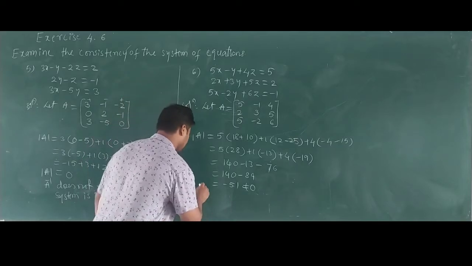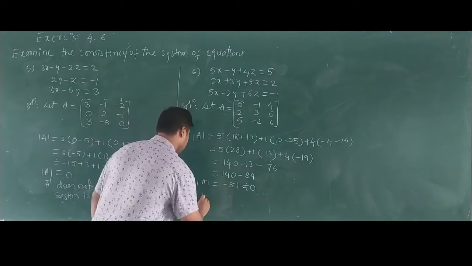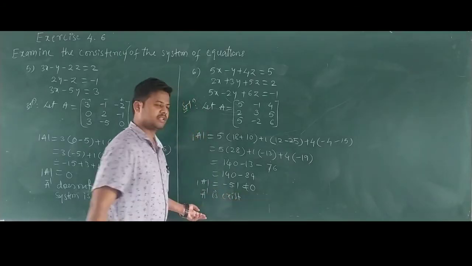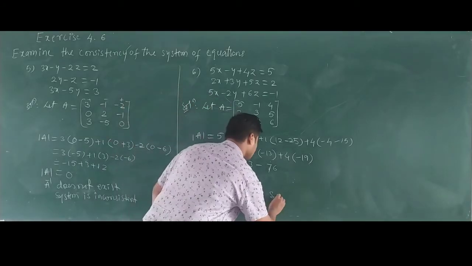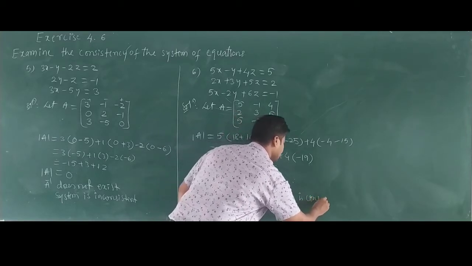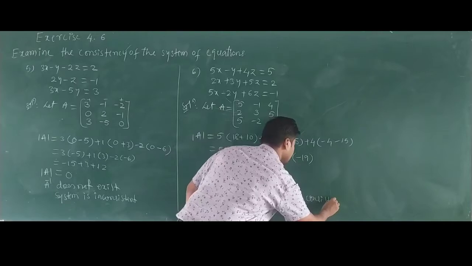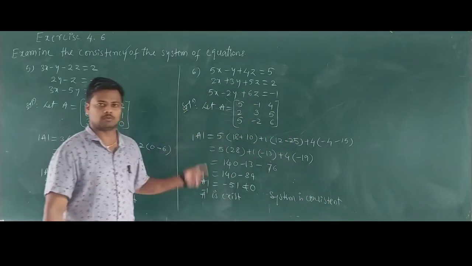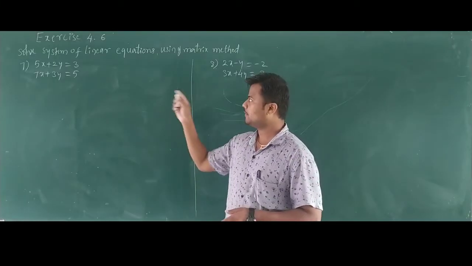So this implies what? Determinant of A is not equals to 0. So A inverse exists, and the system is consistent. Okay. Now, next question.